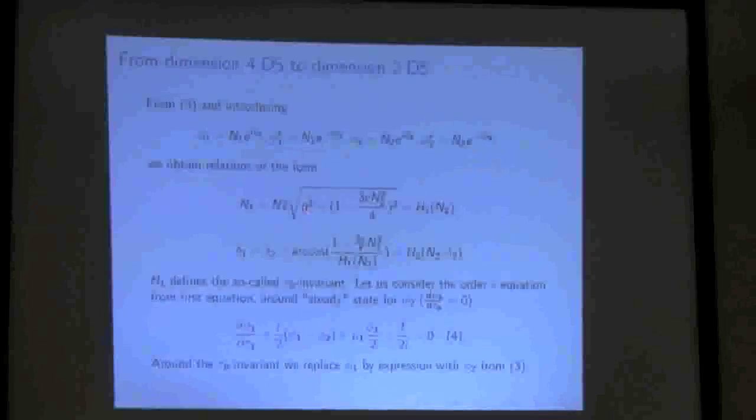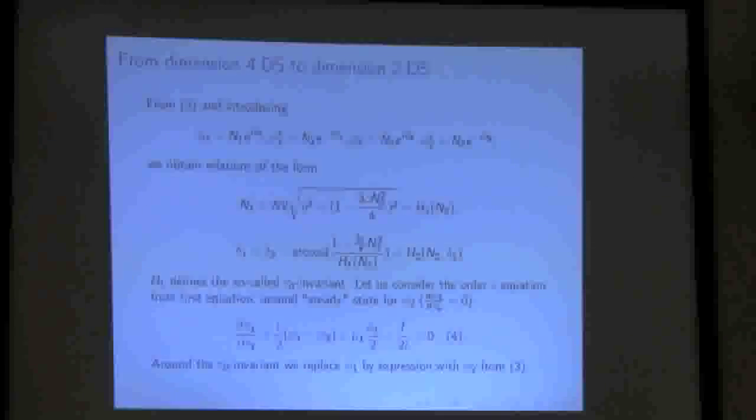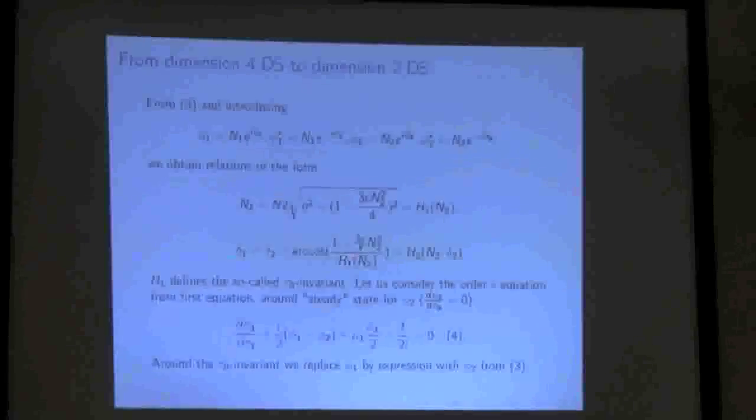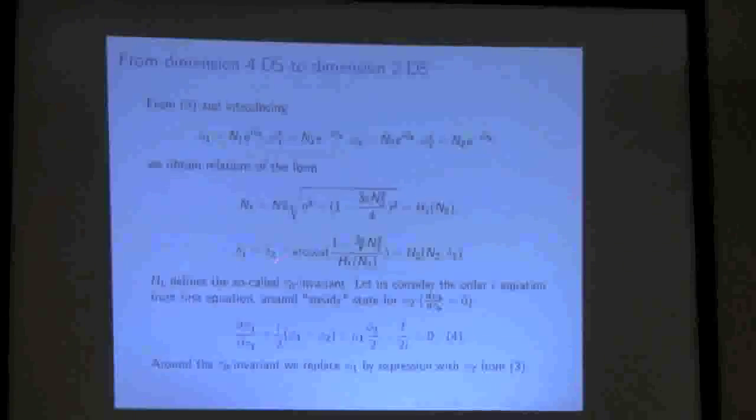In this relation you see that we have the damping parameter and we have the stiffness of a nonlinear cubic term. Okay? And also it is possible to write delta 1, the phase here, versus delta 2 and n2. This relation defines what we often call the tau 0 invariant.